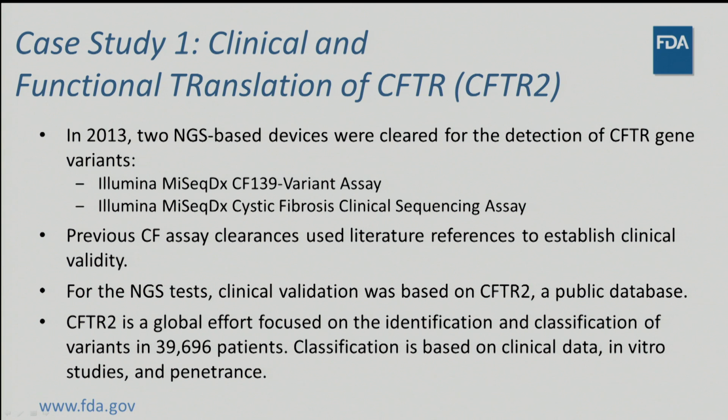CFTR2 is a global effort between CF registries, clinics, and researchers focused on the identification and classification of CF variants in patients. Variants are characterized as CF-causing, non-CF-causing, mutation of varying clinical consequence, and mutation of unknown significance. All of these classifications are based on defined criteria.